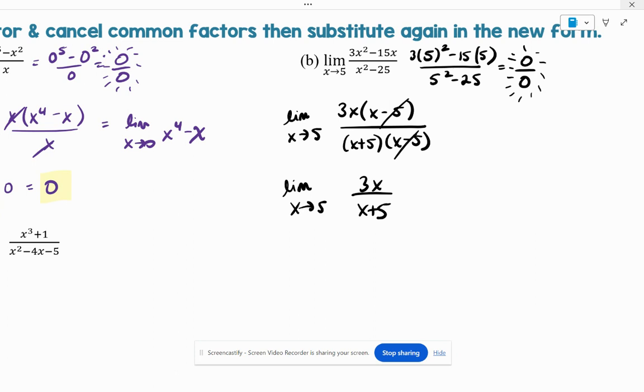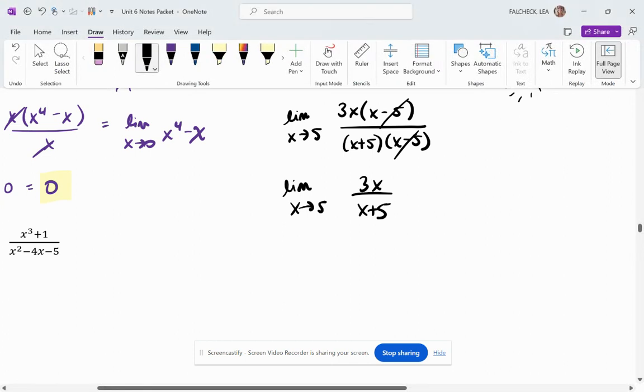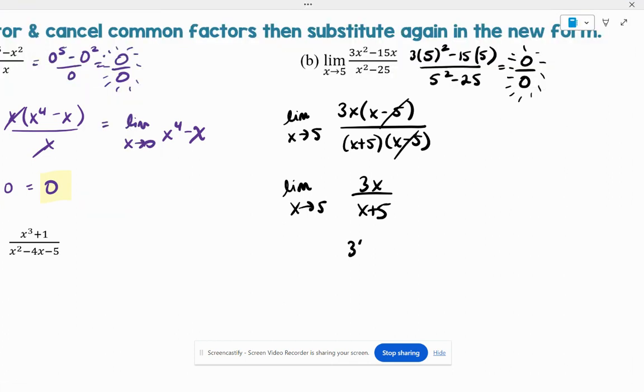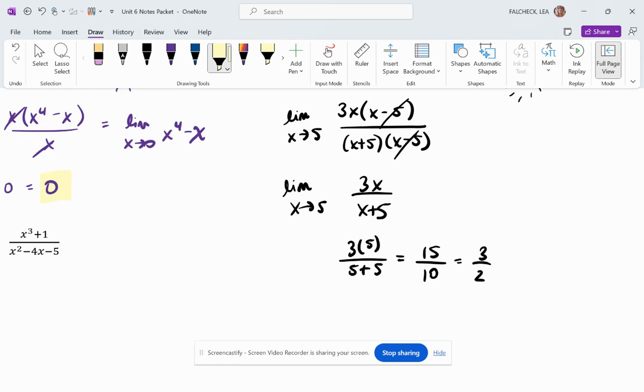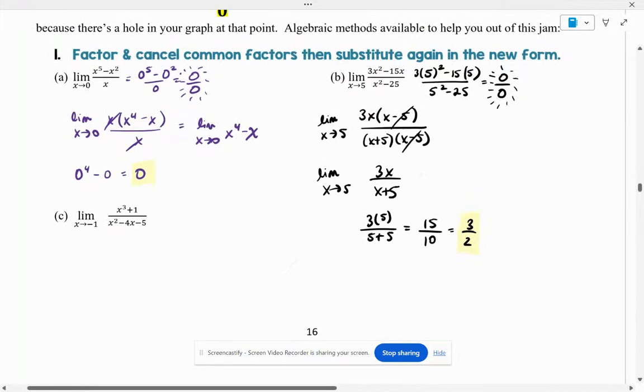I don't think it's 2 over 3 though. I think that was just an example. Oh, you factor the top. I need to factor the top. All right.